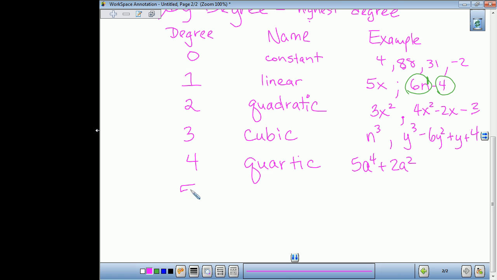Okay, let's do a 5th degree. Does anybody remember the name? Quintic. Very good. Okay, so a 5th degree would be quintic. So this would be a quintic trinomial.